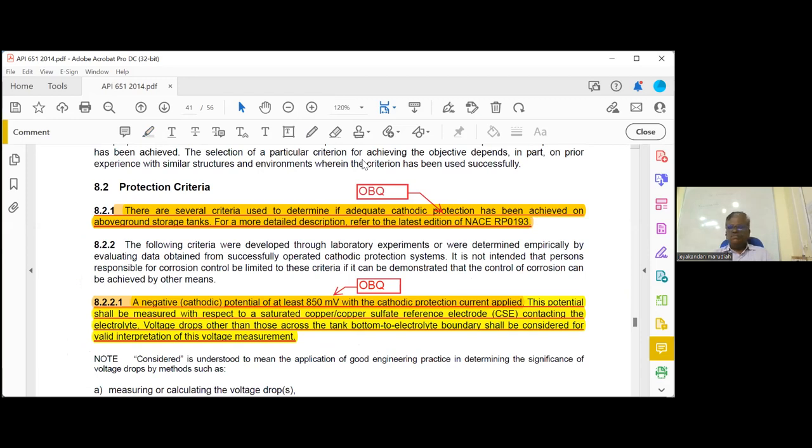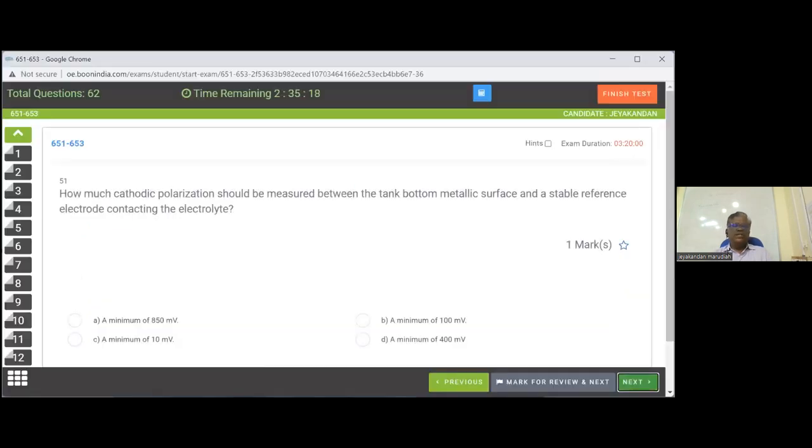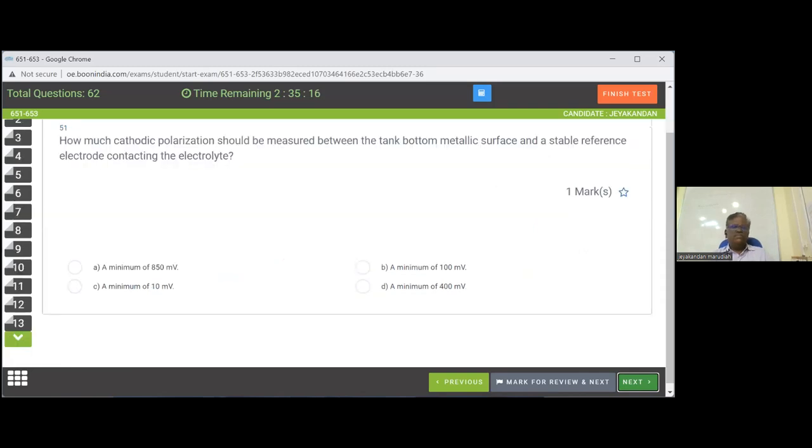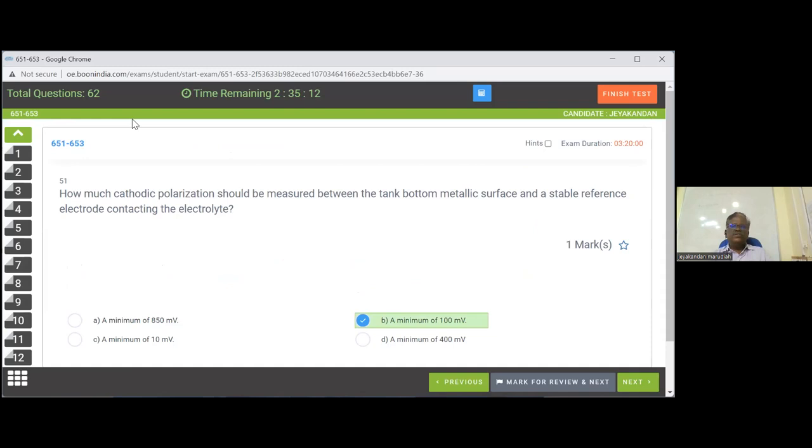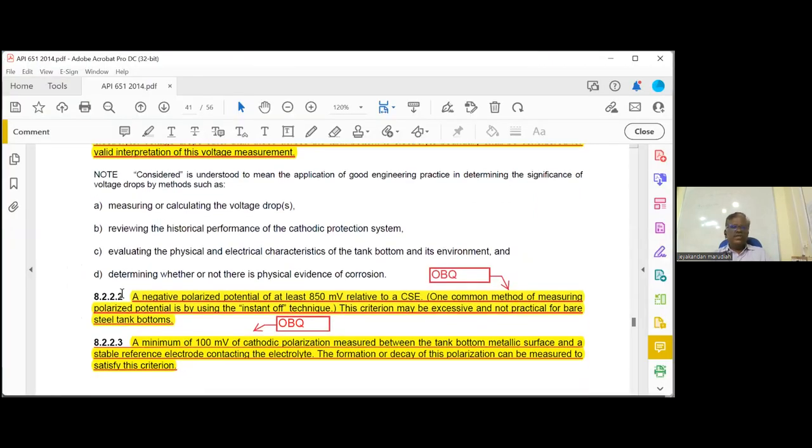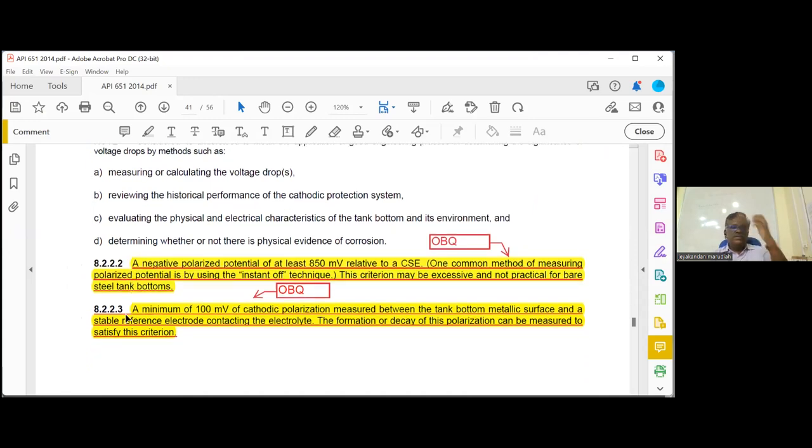Next one, how much cathodic polarization? 100 millivolt. So polarization 100 millivolt. 6.2.2. A negative polarization of at least 100 mV. Sorry, this one.